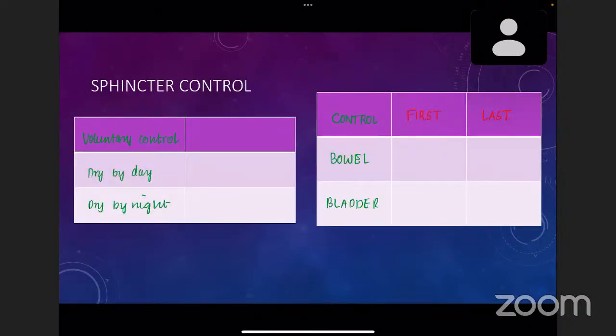So sphincter control: when the child is able to control his urine, a voluntary control will occur by the age of 1 to 1.5 years. Okay, 1.5 years to 2 years, sorry. Dry by day by the age of 2.5 years. Dry by night by 3 years. And always know that bowel control is always first to appear rather than bladder control.